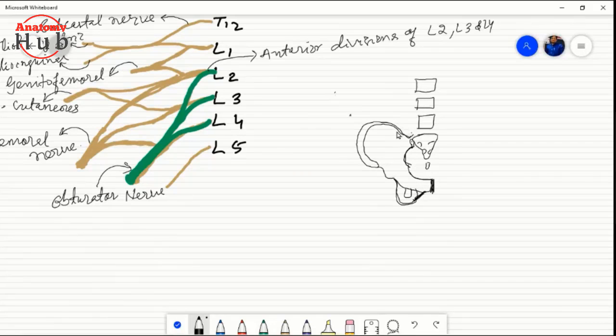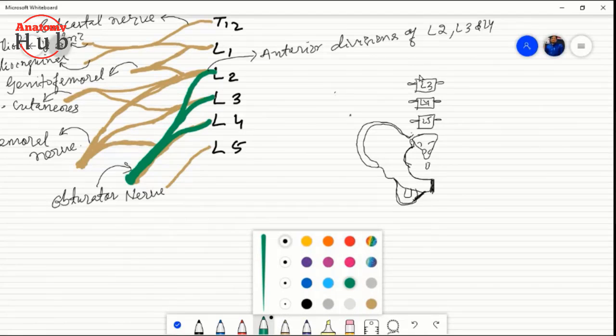At this point, from the vertebral body, these are the transverse processes of the vertebra. So this is your L5, that means this is L4, this is L3, and this is the transverse process. So the nerve, which nerve, the muscle, I'll draw in blue color.